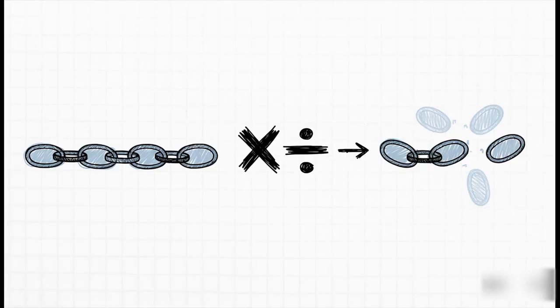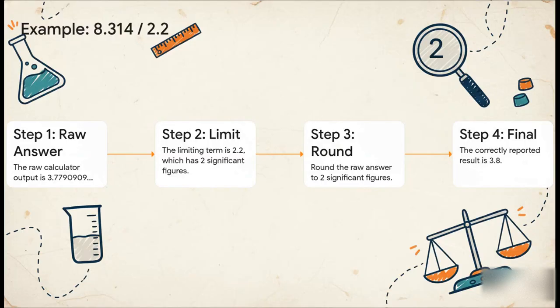Now for multiplication and division, the rule is totally different. Don't mix these up. Here, it's not about decimal places. It's about the total number of sig figs. I like to think of it like a chain. Your final answer is only as strong as the weakest link in your calculation. So you look for the measurement with the fewest total significant figures, and that's what determines the sig figs in your answer. So let's go all the way back to that problem from the beginning.